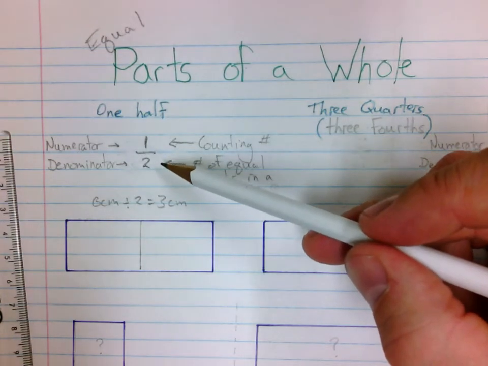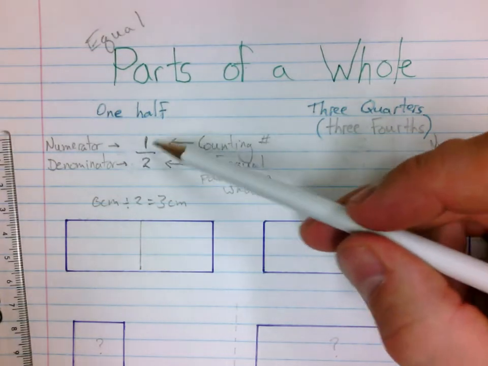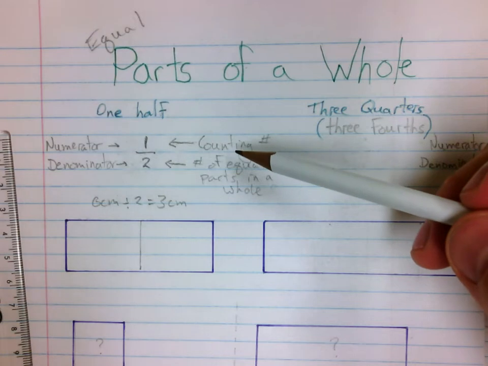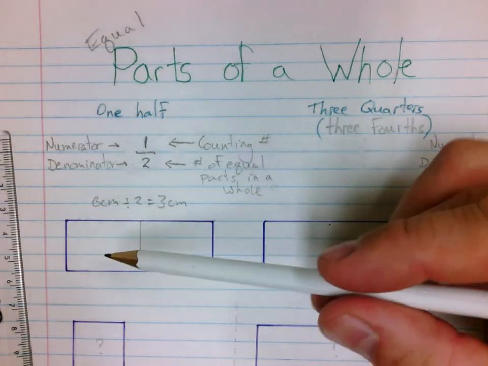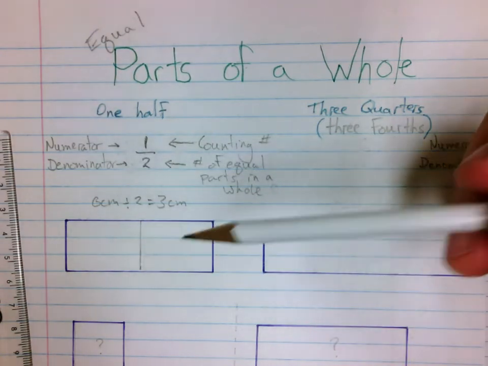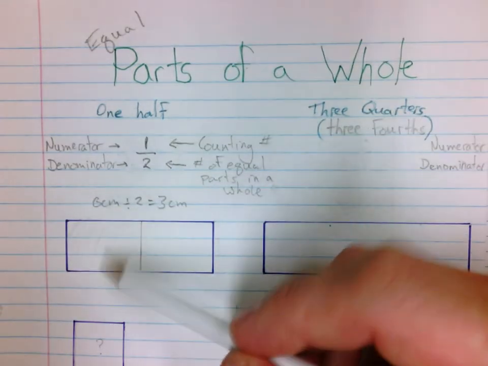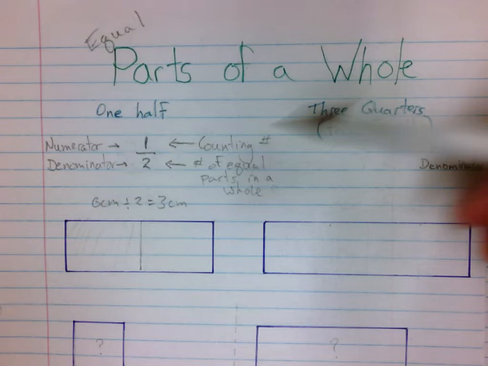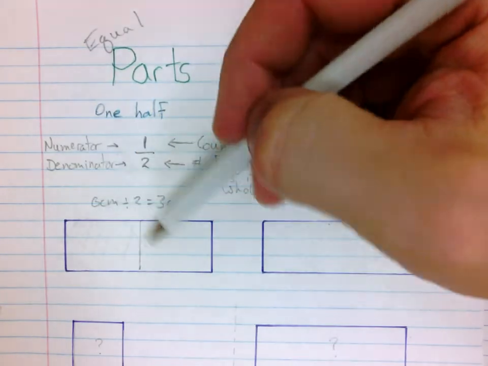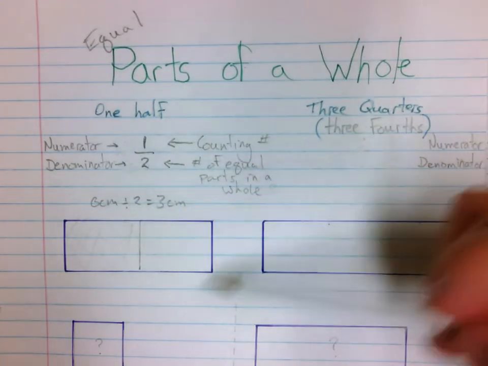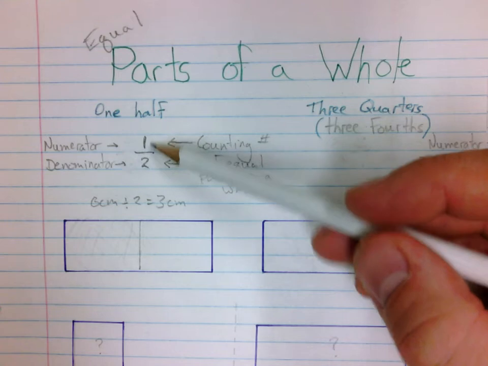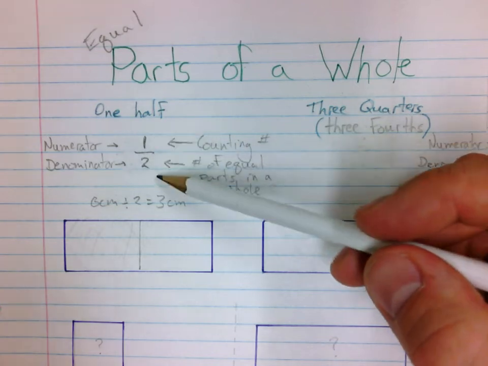We've done the denominator. Now what about the numerator? It's the counting number. That's the number of these equal parts that we count, or in this case that we shade in. So let's just go ahead and lightly shade in one of them. There we go. Now this drawing represents 1/2, or 1 out of 2.